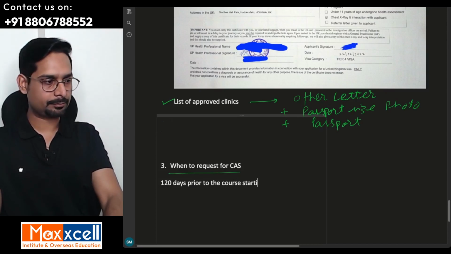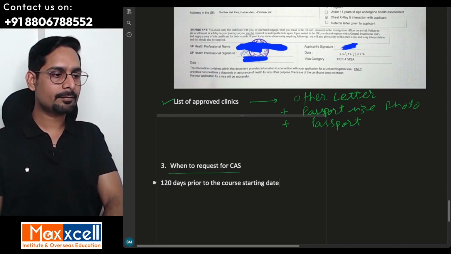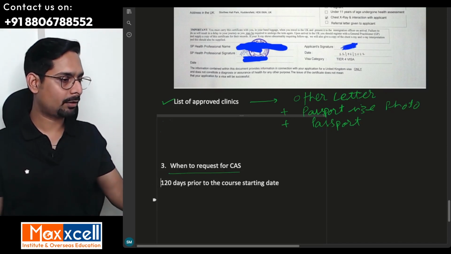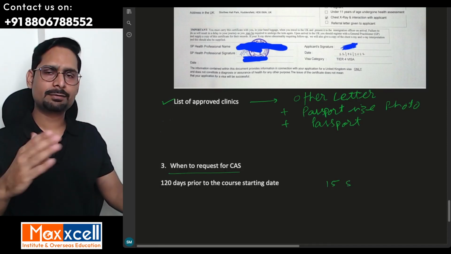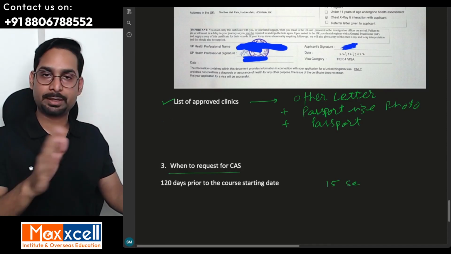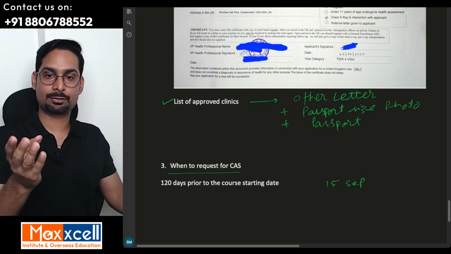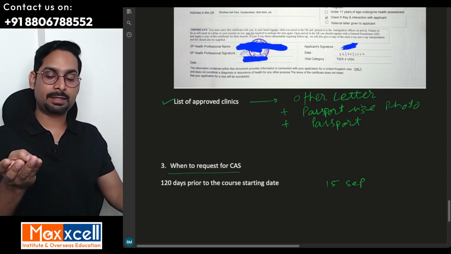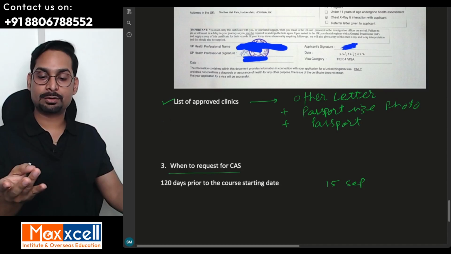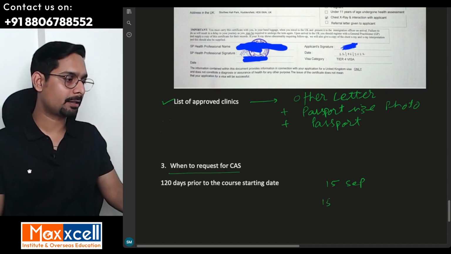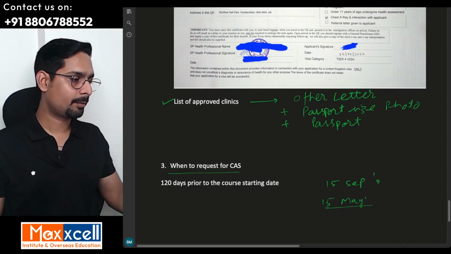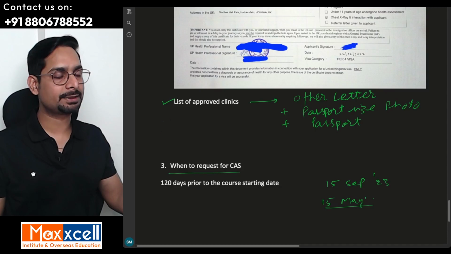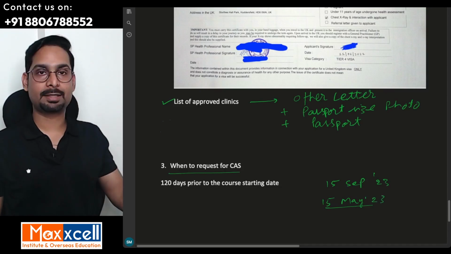So if your course is starting, let's say on 15th of September, 120 days means 4 months, so you minus 4 months: 15 August, 15 July, June and May. In that case, you can start requesting for CAS post 15 May. Before that, the university will not entertain your request application.